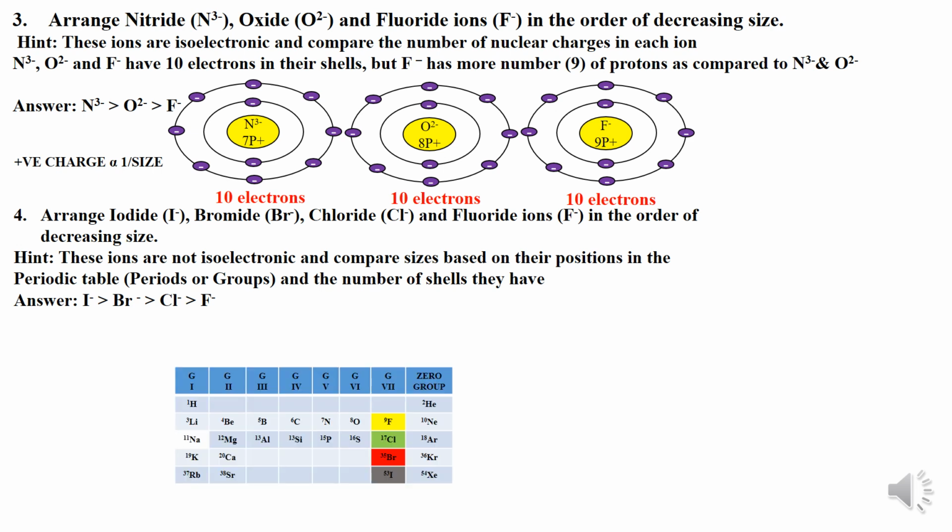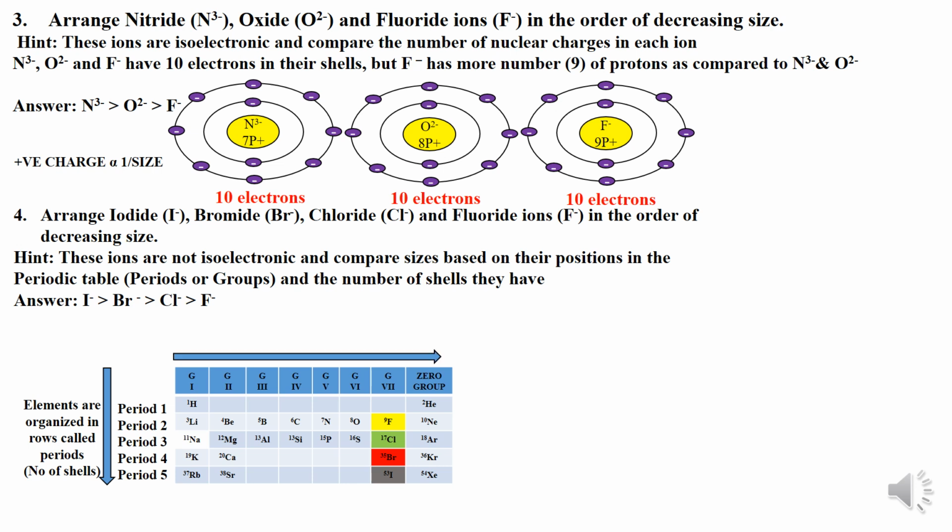Now this is a simplified and condensed version of the periodic table, considering only the important elements required. In the periodic table, down the group you can see that elements are organized in rows called periods with reference to the number of shells. That is period 1, period 2, 3, 4 and 5. Each period corresponds to a row. Across the period, elements are organized in columns called groups. This is based on the number of valence electrons.